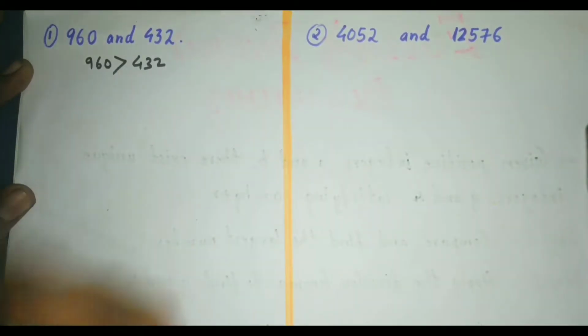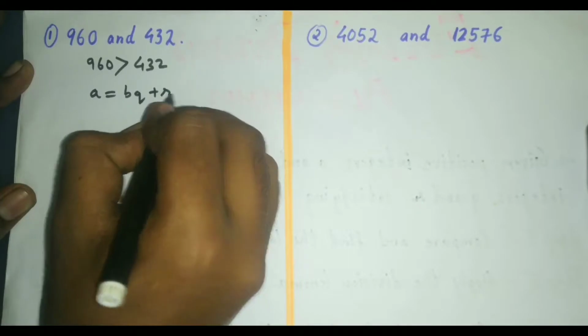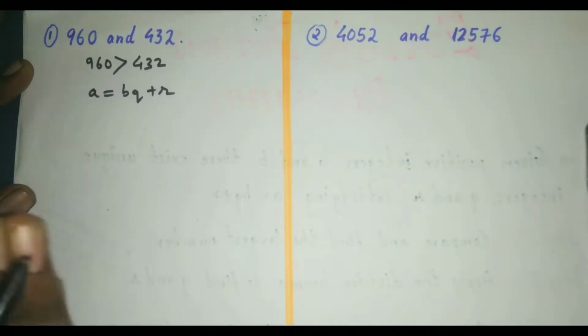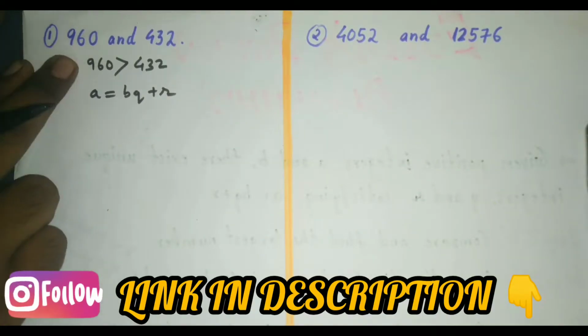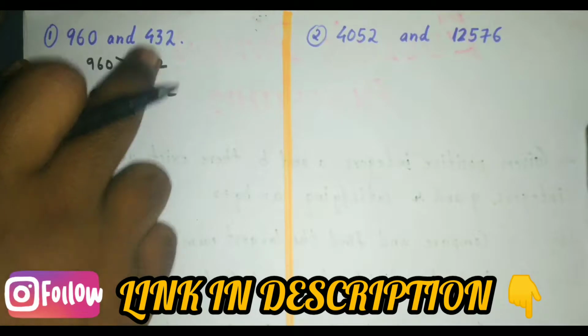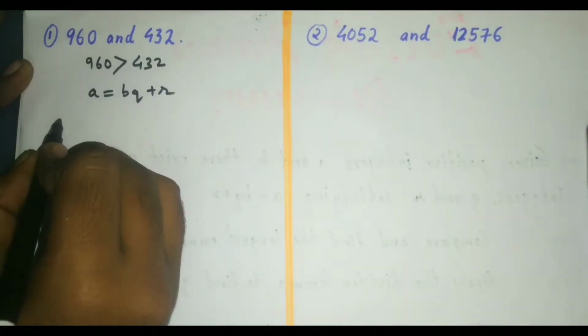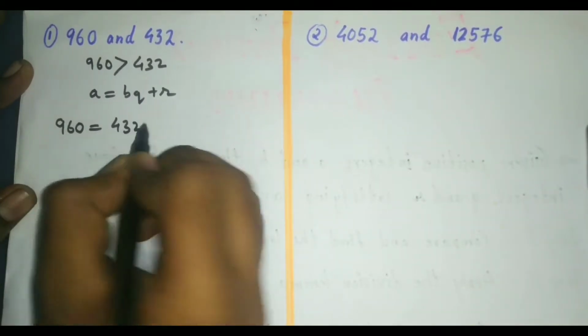960. So from the formula we can say A equal to BQ plus R, that we know. Now what are A and B? A and B are the given positive integers. A will be the largest number, that is 960. B will be the smallest number, that is 432. So let us start with that. So we can write 960 equal to 432.